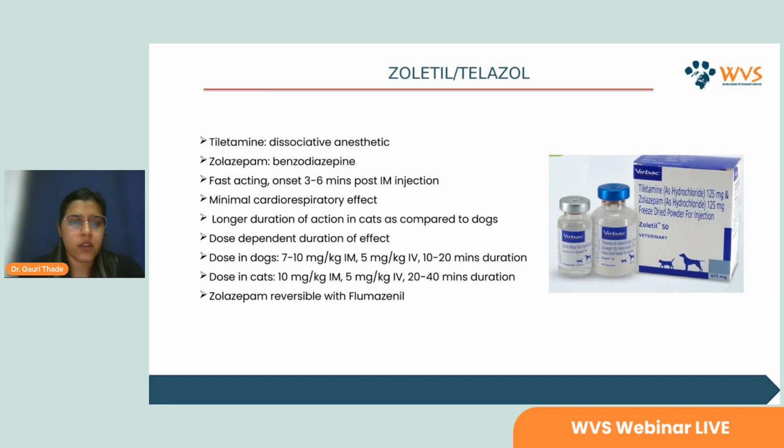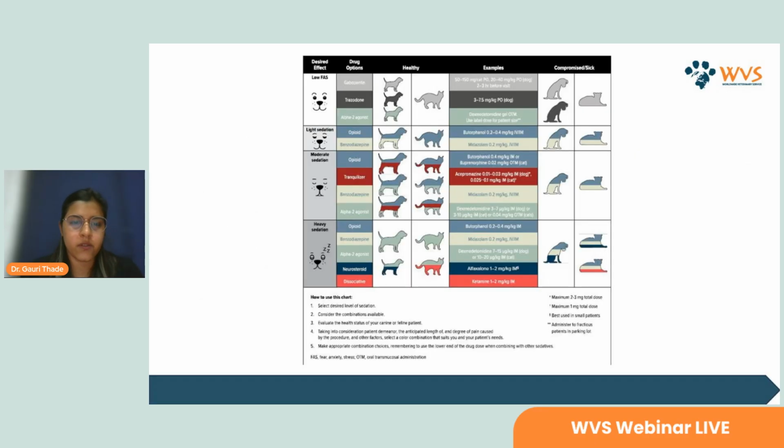Zoletil or Telazol is a combination of a dissociative anesthetic, which is tiletamine, and a benzodiazepine, which is zolazepam. It is fast acting, and there is minimal cardiorespiratory effect. In dogs, the duration of action is shorter. It's around 10 to 20 minutes. And in cats, it's longer. It's around 20 to 40 minutes. The zolazepam in the Zoletil combination is reversible with flumazenil, but tiletamine is not reversible.